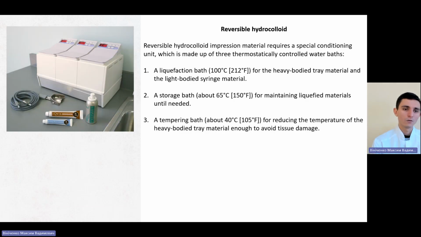Reversible hydrocolloid. Reversible hydrocolloid impression material requires a special conditioning unit, which is made up of 3 thermostatically controlled water baths: a liquefaction bath for the heavy-bodied tray material and the light-bodied syringe material, a storage bath at about 65 degrees Celsius for maintaining liquefied materials until needed, and a tempering bath at about 40 degrees Celsius for reducing the temperature of the heavy body tray material enough to avoid tissue damage.